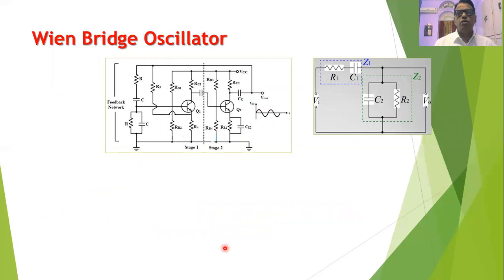Now let us go through the circuit diagram of the Wien bridge oscillator. Here we are considering the transistor version, and therefore we have shown a two-stage CE amplifier. This is the first stage of the CE amplifier, and this is another stage of the CE amplifier. The output of the amplifier is coupled to the feedback network, and this feedback network is a lead lag network which consists of one series RC combination and one parallel RC combination.